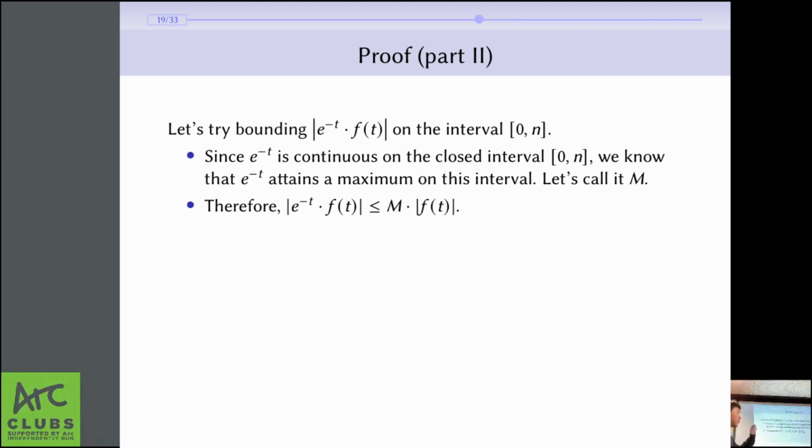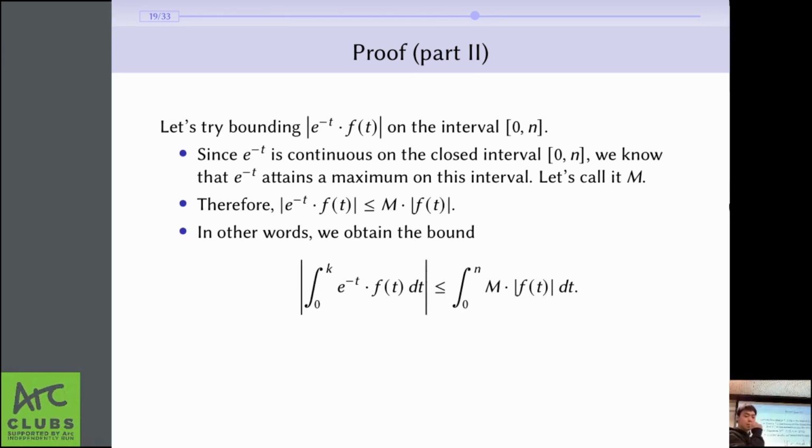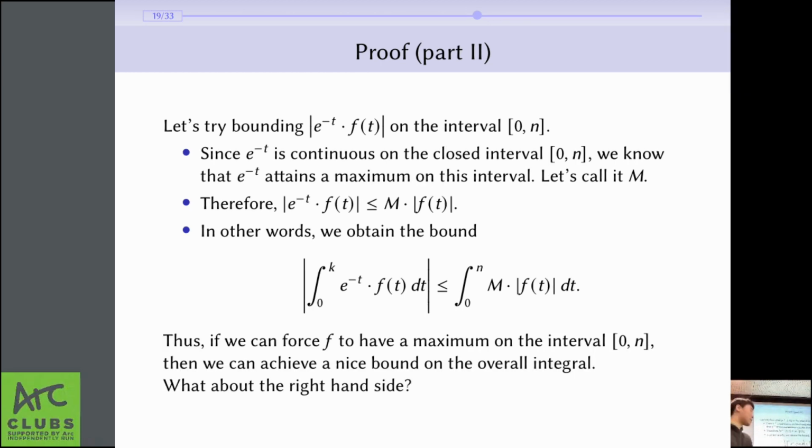So we ideally want f of t to be bounded above, because if it is bounded above, then we have an upper bound for our integral. So if I go back to my actual integral, then this is bounded above by m times the magnitude of f of t. And so if we can force f to have some maximum on the interval 0 to n, then we can achieve a nice bound on this overall integral. Okay, so we're just going to leave that there.